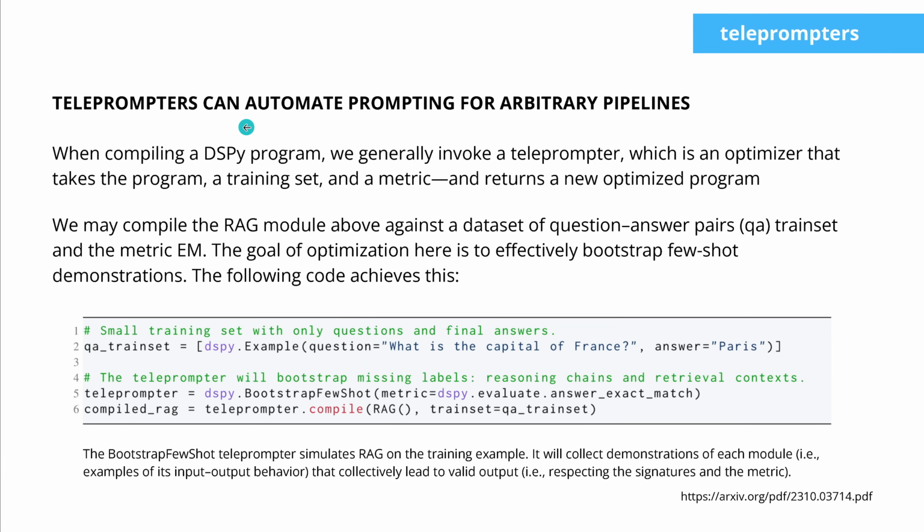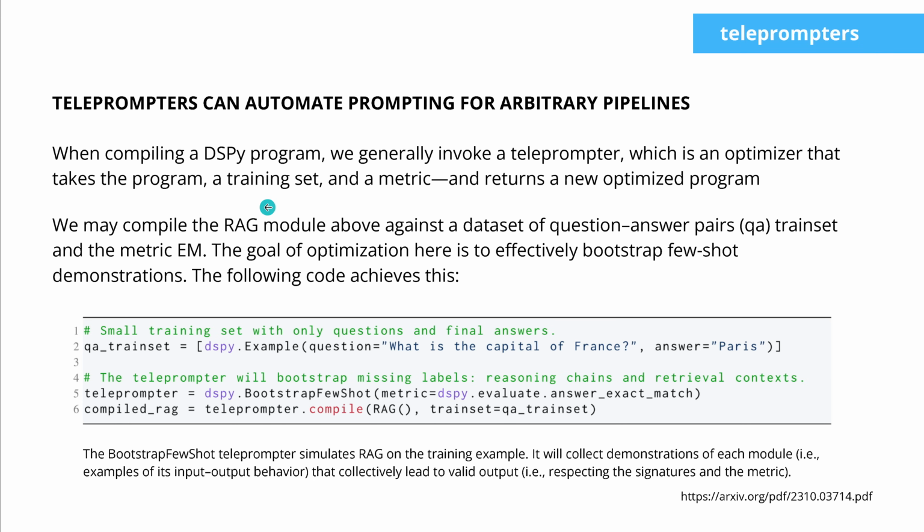Third element is teleprompters. Teleprompters can augment prompting for arbitrary pipelines. So when we compile now a DSPy PyTorch program, we generally invoke here a teleprompter, which is an optimizer that takes a program, a training data set, and a specific quality metric, and returns a new optimized program. You know this from fine-tuning. In fine-tuning, normally we have an LLM, we have an Adam optimizer, and then we do here the training, we compile it with a specific training data set and a quality metric. This is here the same with DSPy.